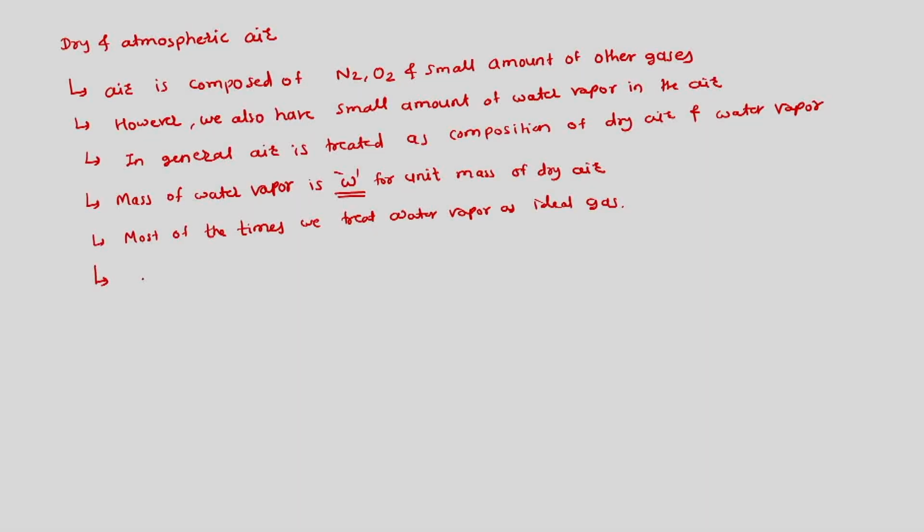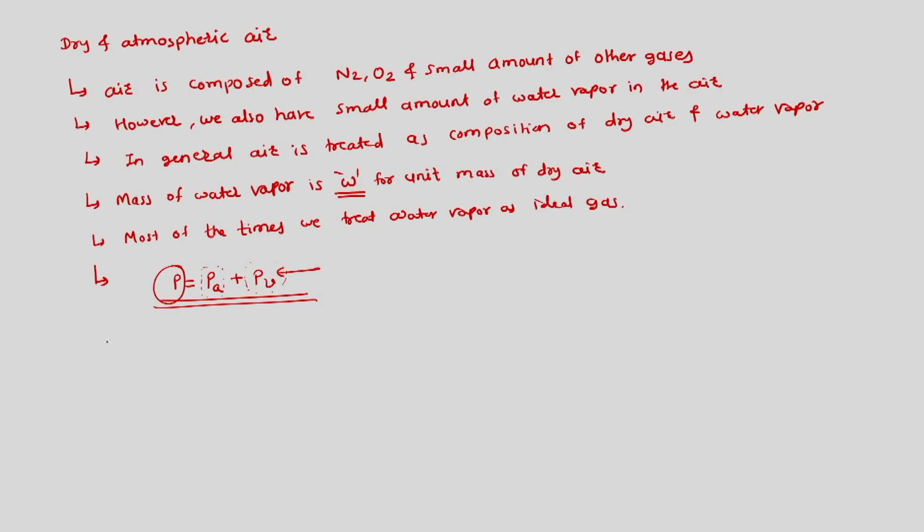And then by Dalton's law, we know the total pressure of the mixture is equal to the partial pressure of dry air plus the partial pressure of water vapor. So this is the mixture's total pressure. Now total pressure is equal to the pressure of one component plus the pressure of the other component. So here we have water vapor at partial pressure of PV. So now we are considering it as an ideal gas at that PV pressure.